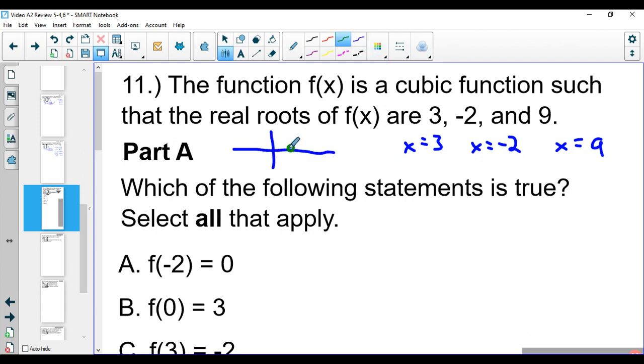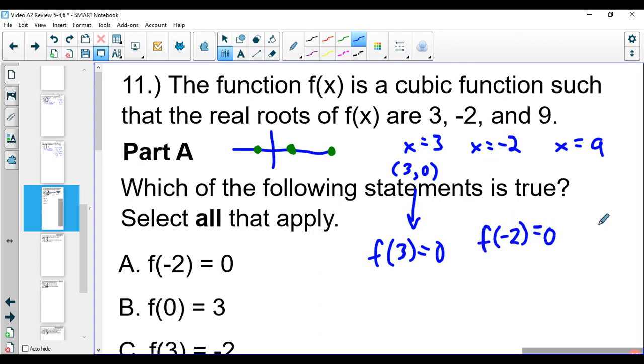So all of these points, 3, negative 2, and 9, are going to be on the x-axis, which seems like it might not help us, but it's actually really critical because each of these points is going to have a y value of 0. So essentially this x equals 3 gives us the coordinates 3, 0, which we can translate into, okay, f of, what was the x value? Well, f of 3 is going to equal 0. And same thing here, f of negative 2 would equal 0, and f of 9 would equal 0.